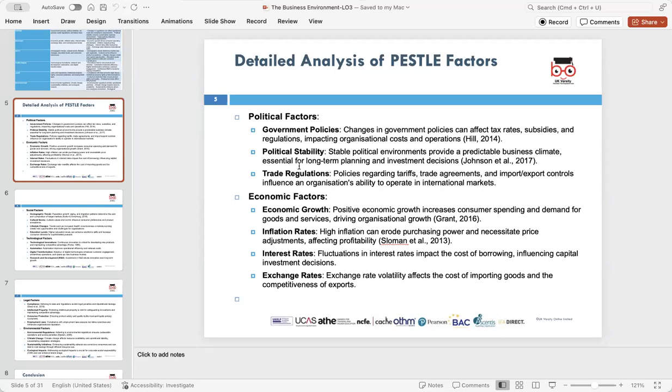Any questions so far? Any questions about political factors or their impact on organizations?